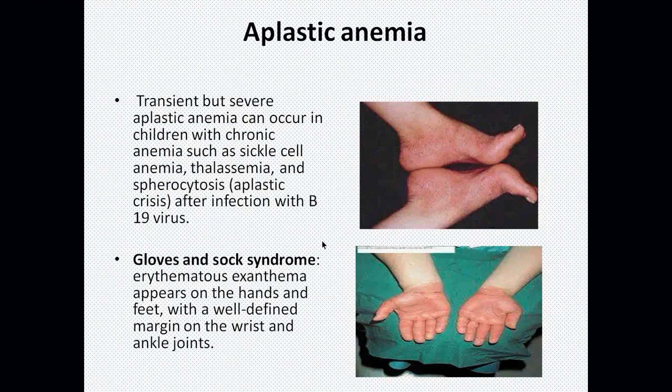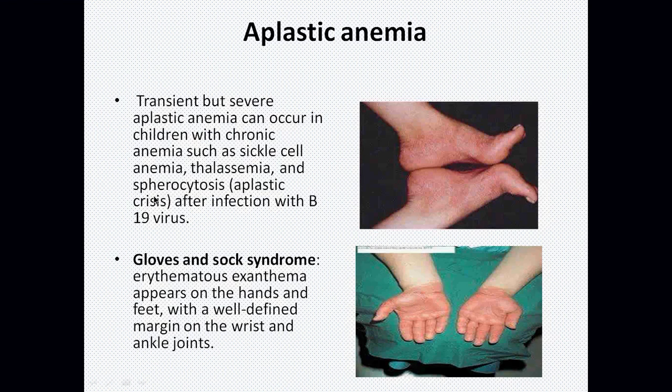Then the aplastic anemia. This is the transient but severe aplastic anemia that can occur in children with chronic anemia, because the RBC precursors get affected. So there is a chronic decrease in the hemoglobin level resulting in anemia. Aplastic anemia will develop in children who already have sickle cell anemia, thalassemia and spherocytosis after infection with B19.